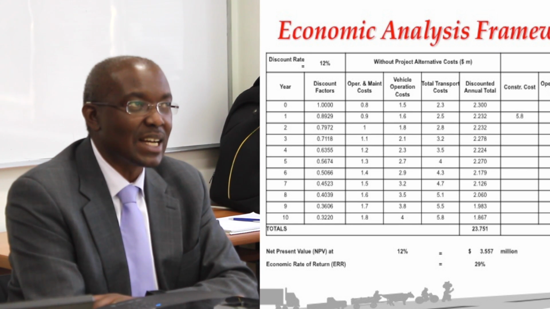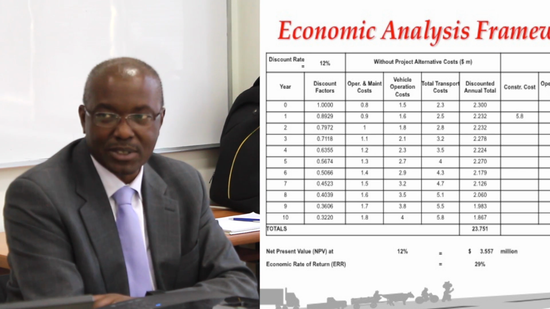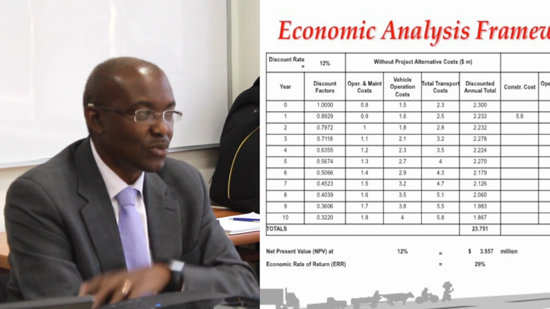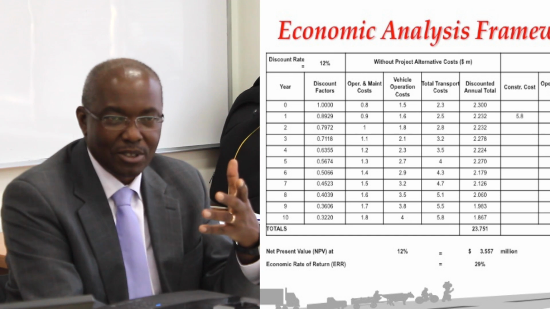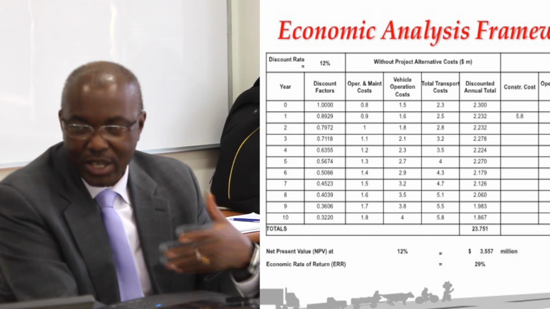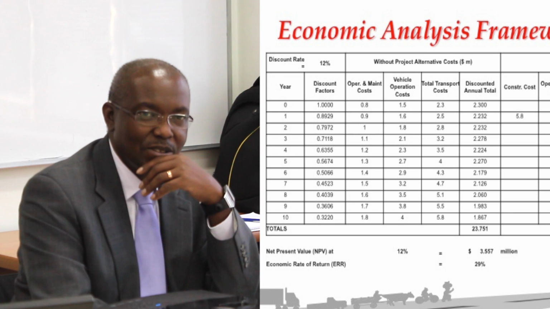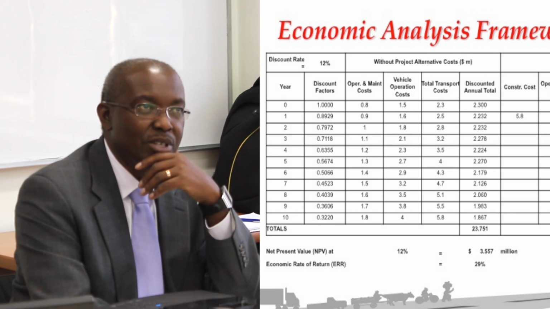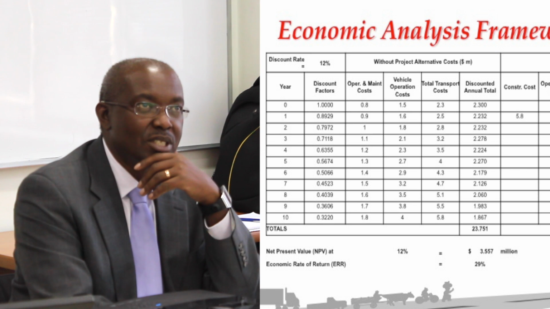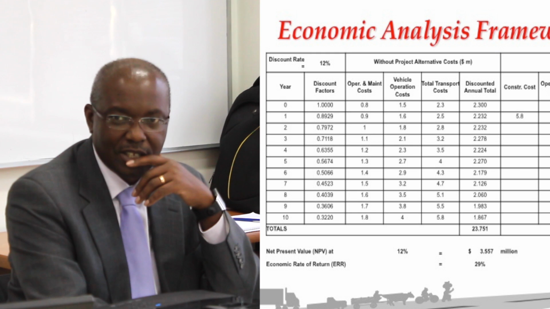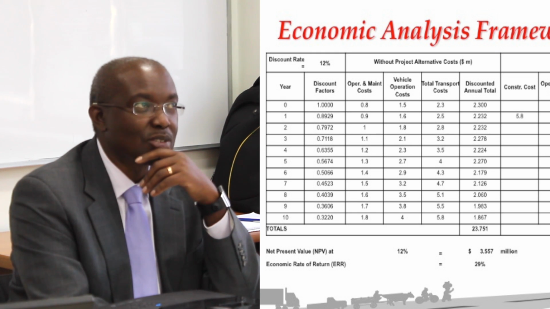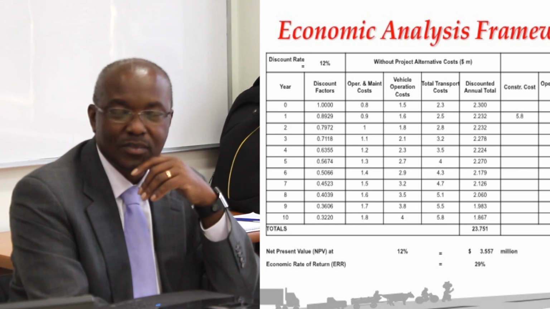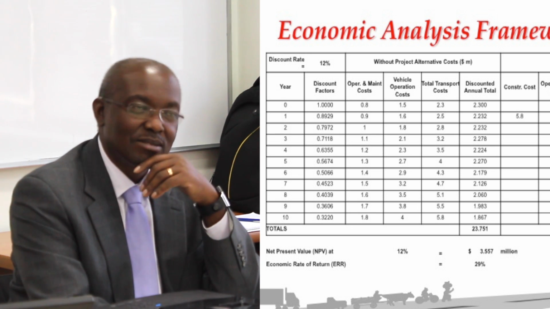Then your VOCs are expected to reduce thereafter. And that's the whole point. The reason we build a road is to reduce the costs of vehicles and users traveling on the road. So your VOCs will reduce. Now the total of these three columns is your total transport cost for the with project alternative. Again, you apply the discount factor, multiply that by this, and you should get this column here. And the present value after 10 years is 20.3.